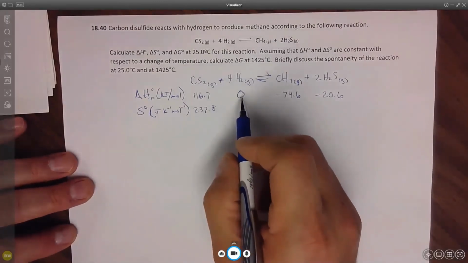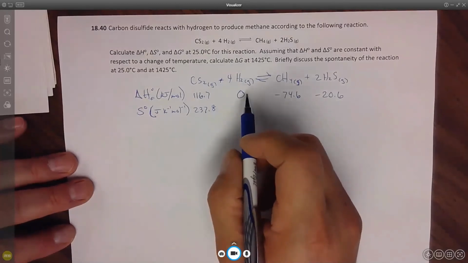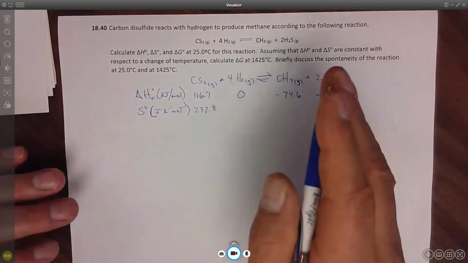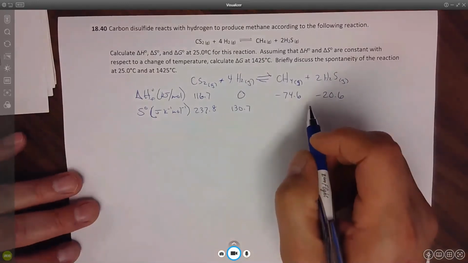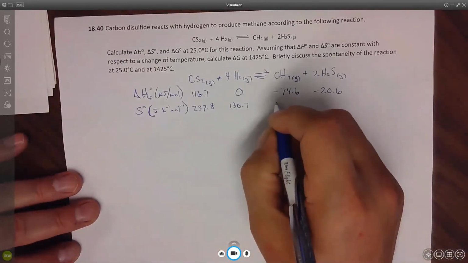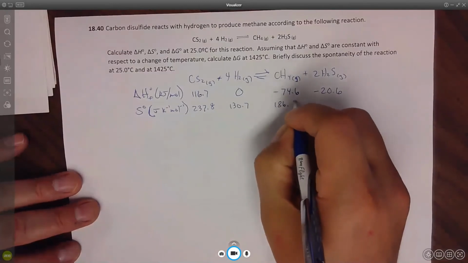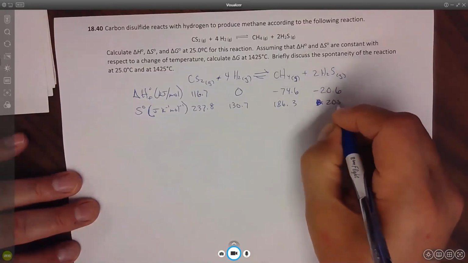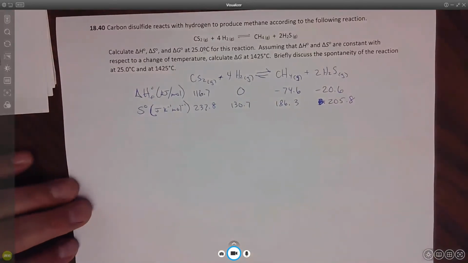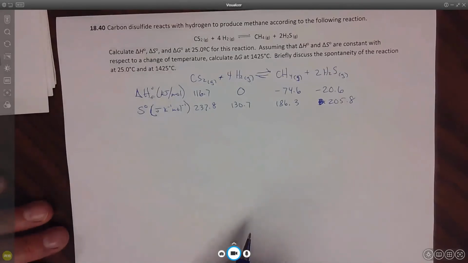Now, for hydrogen, the elemental form, the entropies are not 0. So I actually would have had to look that up anyway, which would have been 130.7, the absolute entropy for gaseous methane, 186.3, and for that of the hydrogen sulfide, 205.8. Now I'm just going to use the summation laws for both of these.